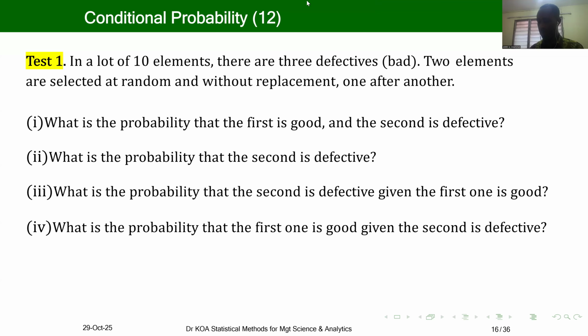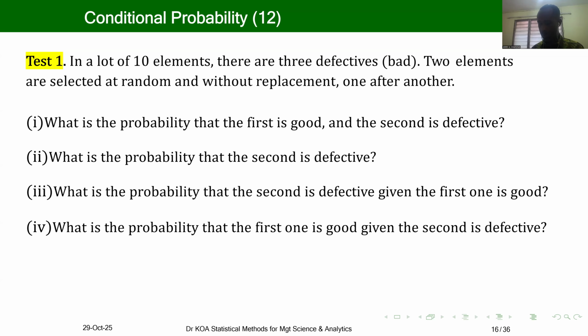All right, time is up. No more working. Let me just show you the answers I was expecting. And if you got it, you will know that you got it. The first one: you are to find the probability that the first is good and the second is defective.